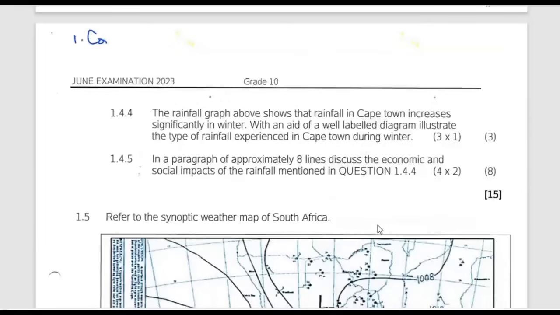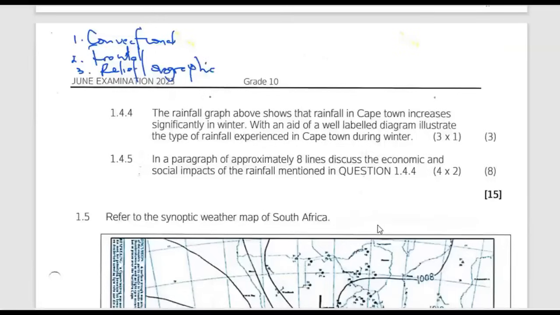Right. We have number 1, convectional rainfall. And then number 2, we have frontal. Then number 3, we have relief or orographic.